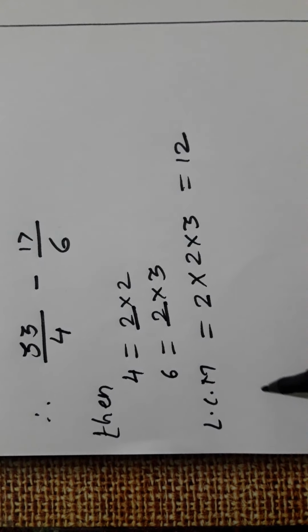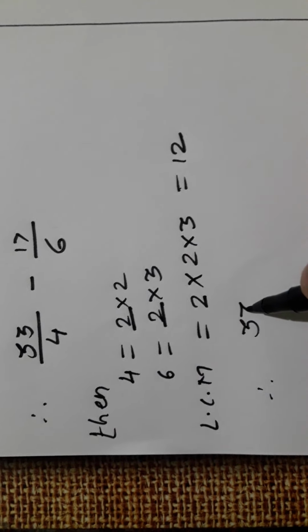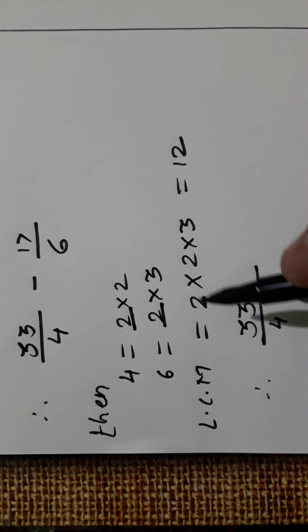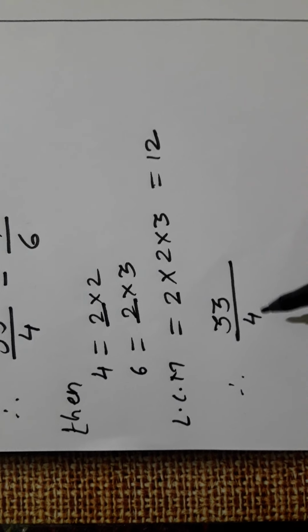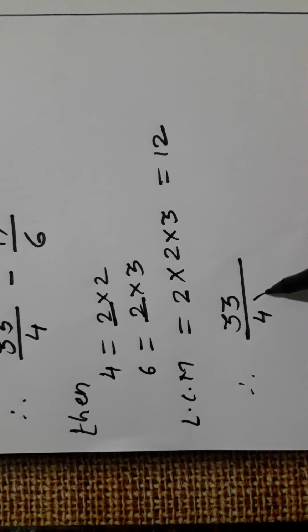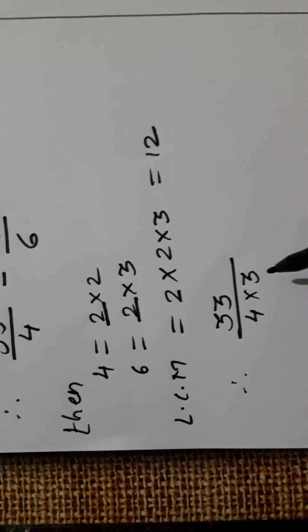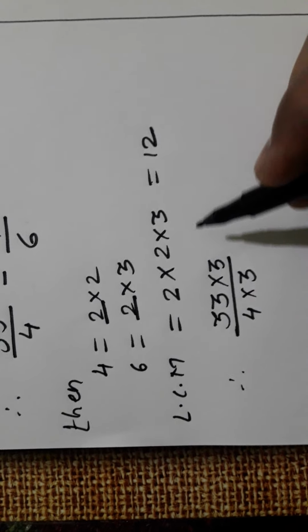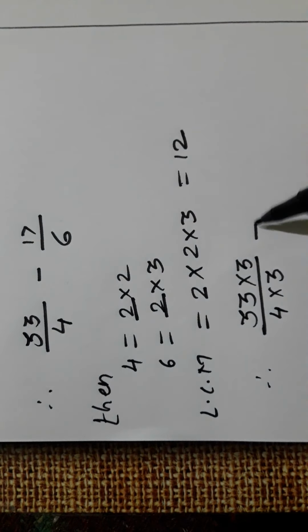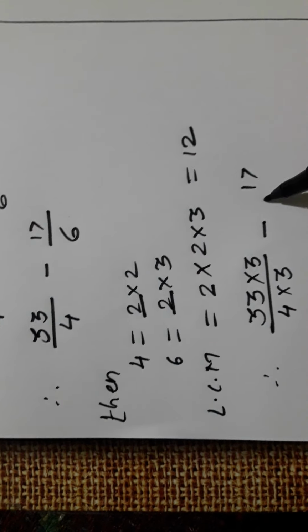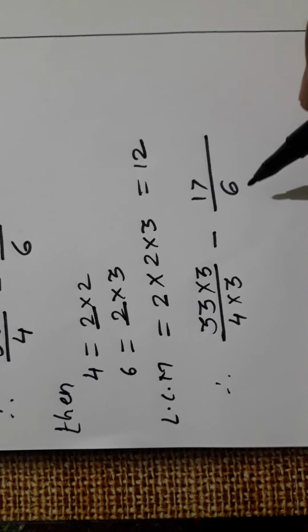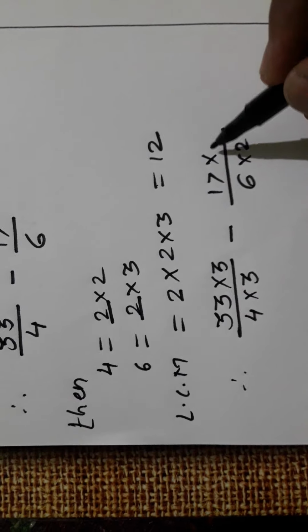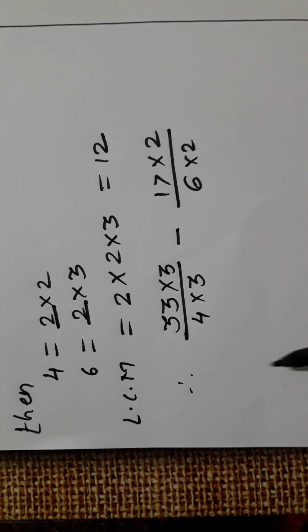What is the step? See there, 33 divided by what is there? 4. We are going to convert this 4 into 12, which means we have to multiply this 4 by 3. Okay, we have multiplied the denominator, that's why we have to multiply the numerator also. Middle sign is minus, 17 upon 6. 6 we want to convert into 12, that's why we have to multiply by 2. The numerator also we have to multiply by 2.